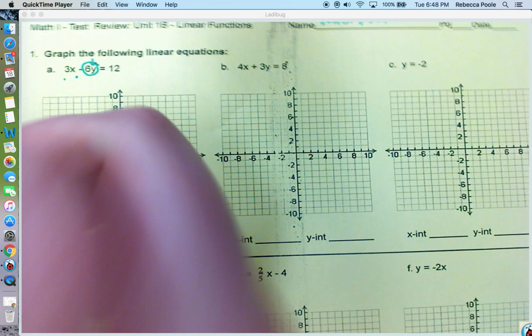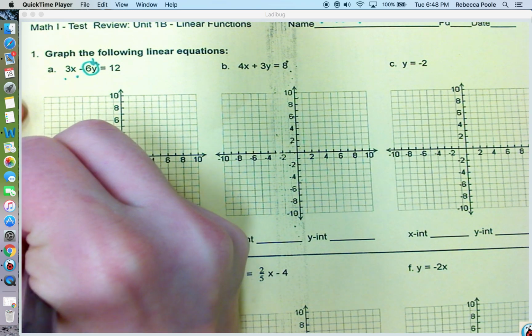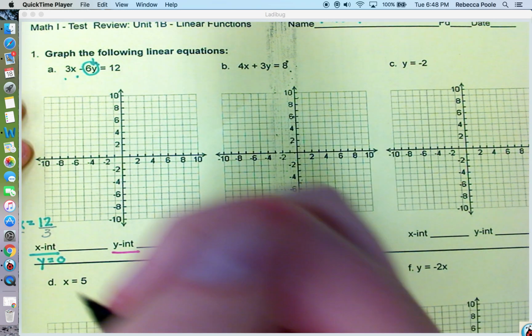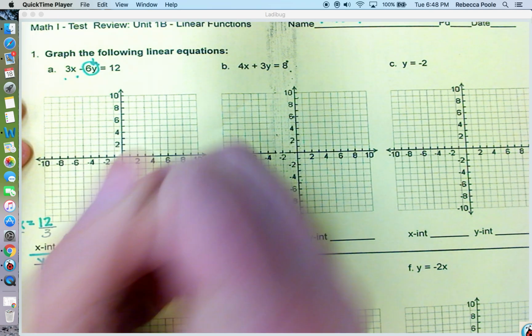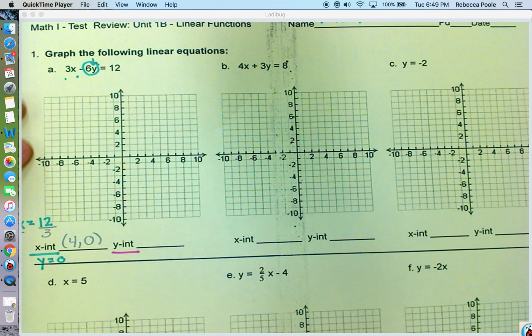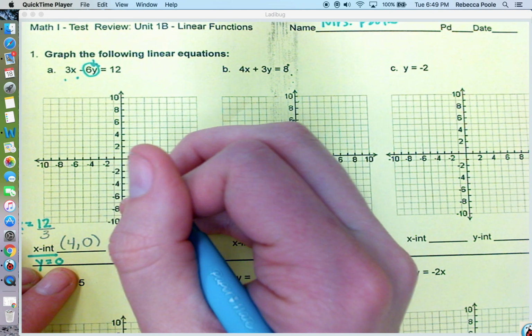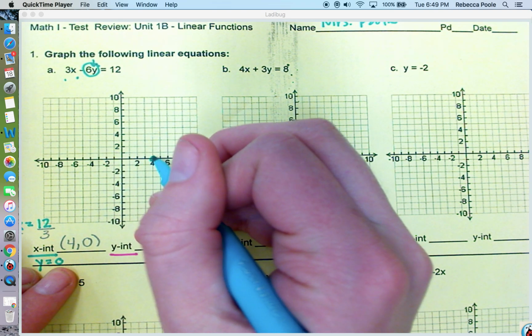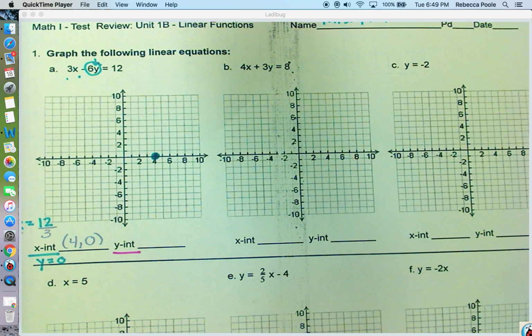And if you guys divide by that 3 to get x by itself, 12 divided by 3 is going to give me 4. And the y value should be 0 because it's an x-intercept. So I'm going to go plot that x-intercept at 4, 0. So I'm going to go right, 1, 2, 3, 4, up or down 0. And it is sitting on that x-axis.